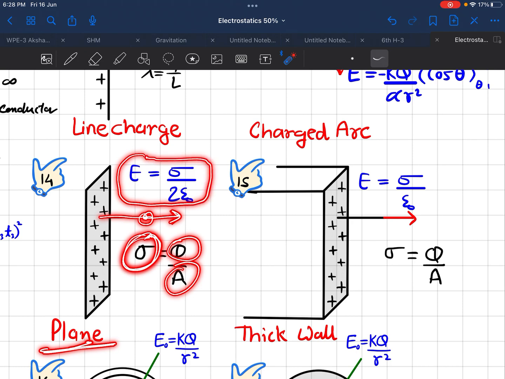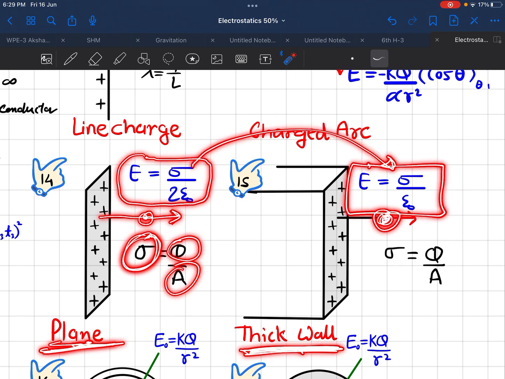And instead of a plane charge, if we have a thick wall or a conducting wall, then the electric field intensity of a thick wall or a conducting wall is twice that of a plane charge. That means E is equal to sigma by epsilon naught, where sigma is charge divided by area, that is surface charge density.